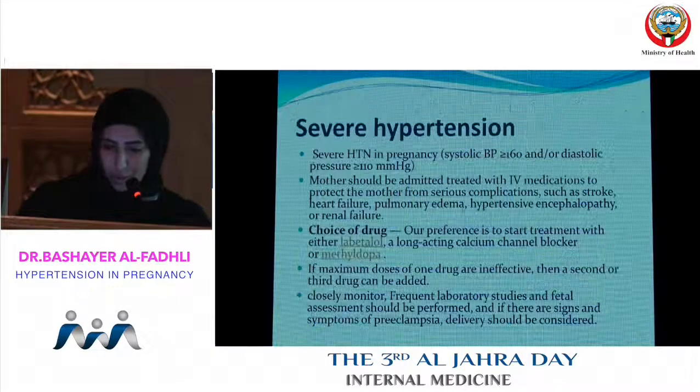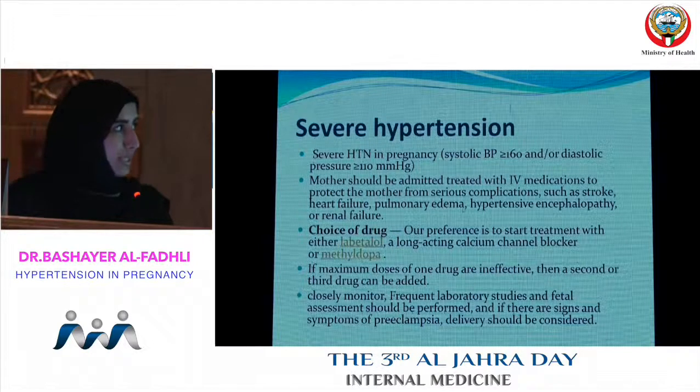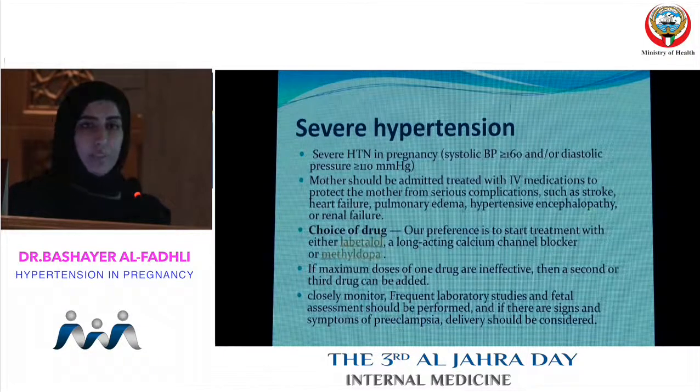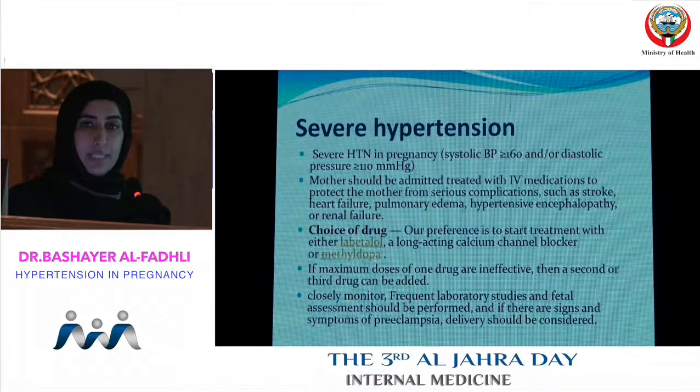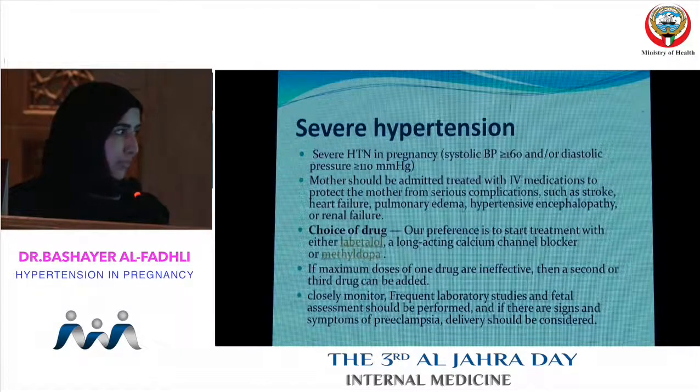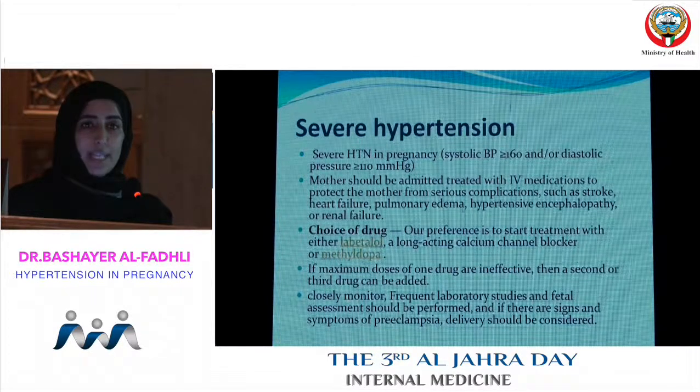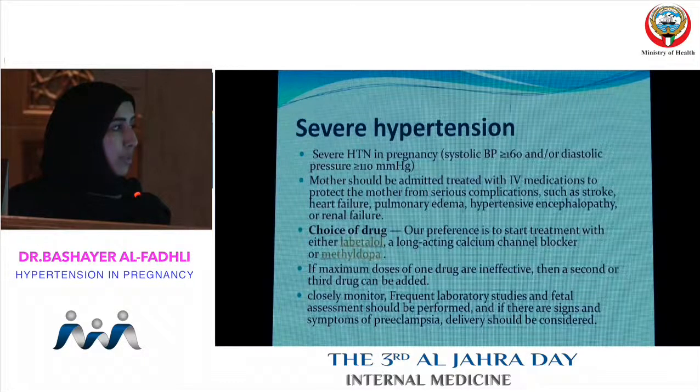For severe hypertension, blood pressure more than 160 or diastolic more than 110, the patient should be admitted, and IV medication should be started to prevent serious complications. If the maximum dose of one agent is not effective, you can add a second and a third drug. You should closely monitor the patient, frequently send labs, and fetal assessment should be done by the obstetrician. At any time, if there is any sign or symptom of preeclampsia, delivery should be considered.